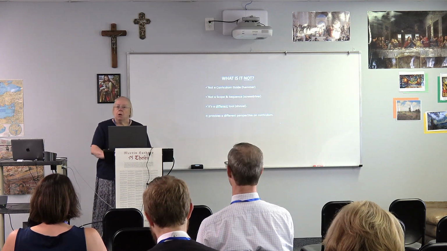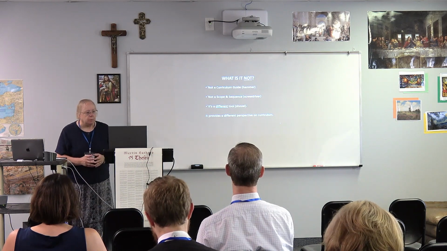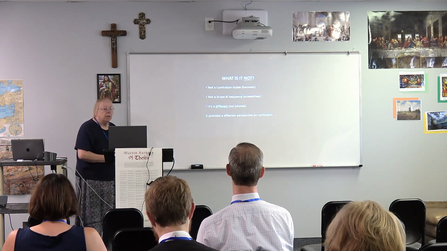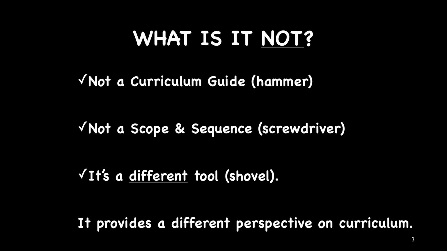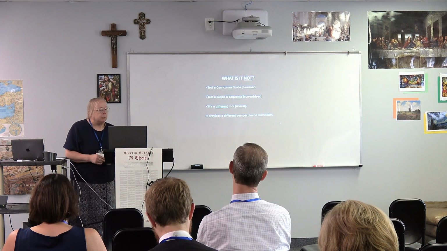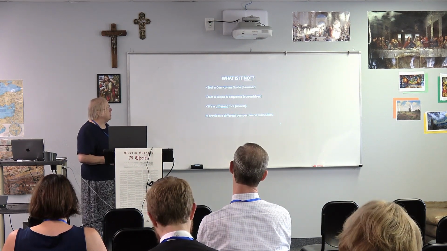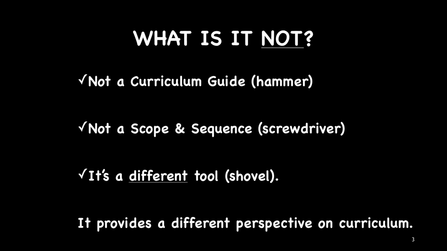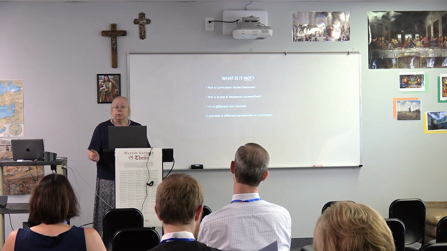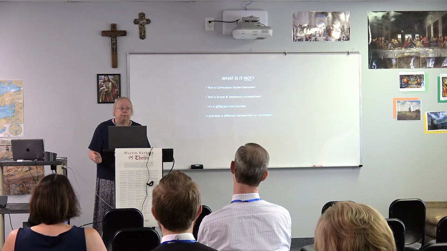So there are lots of kinds of curricular documents. There's a curriculum guide. A map is not a curriculum guide. There's scope and sequence. Map is not a scope and sequence. It's just a different approach to documenting curriculum. So I put up here that a curriculum guide is like a hammer, and a scope and sequence is like a screwdriver. Well, a map is like a shovel. They're different kinds of tools, and you use different tools very legitimately for different purposes and different uses.